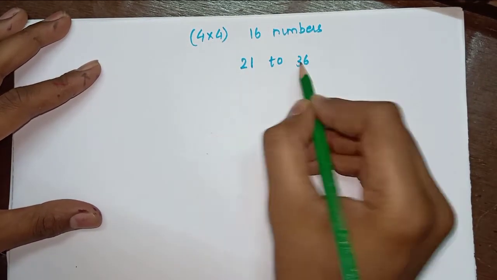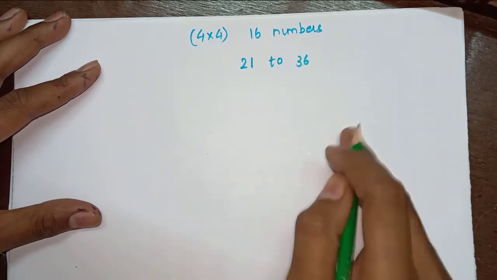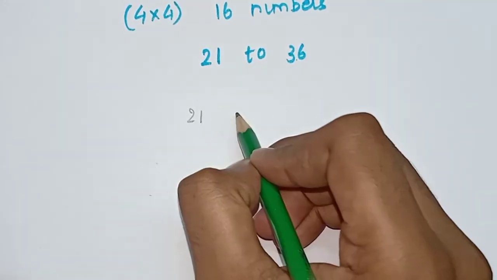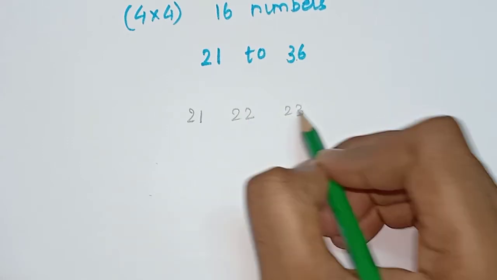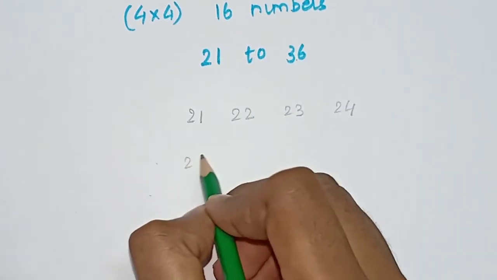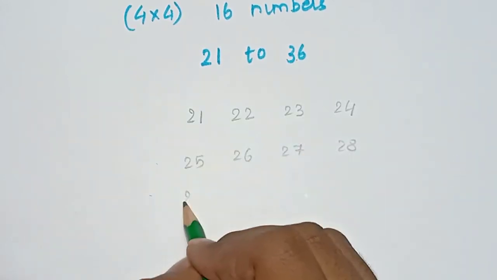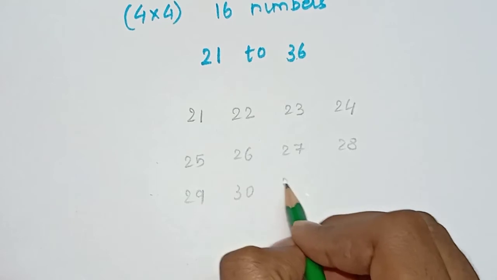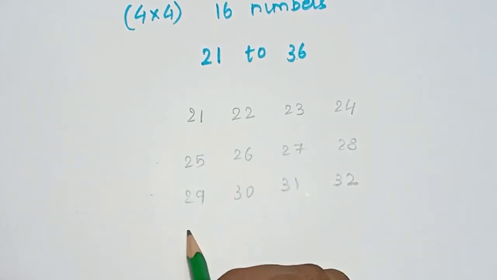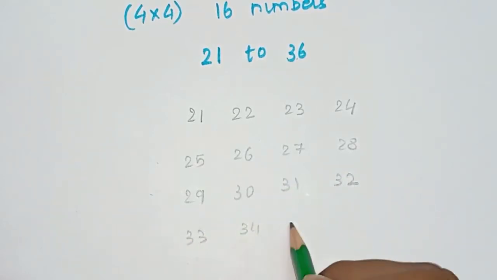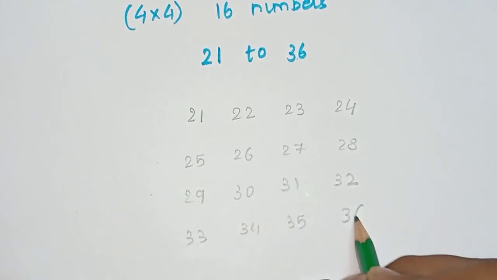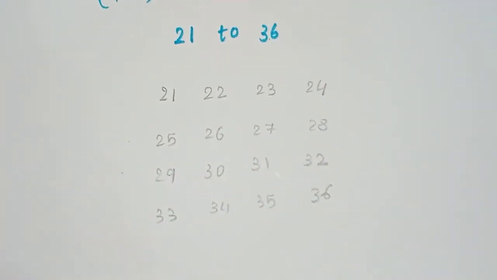So I will write the numbers 21 to 36 in rows of 4, starting from 21, 22, 23, 24, then 25, 26, 27, 28, 29, 30, 31, 32, 33, 34, 35 and 36. I hope you can see it with the help of this pencil. Now this is just the first step.